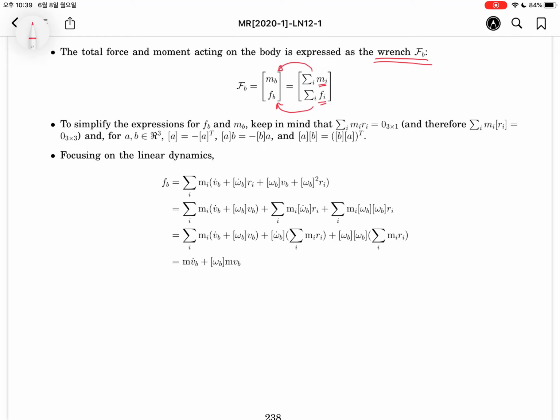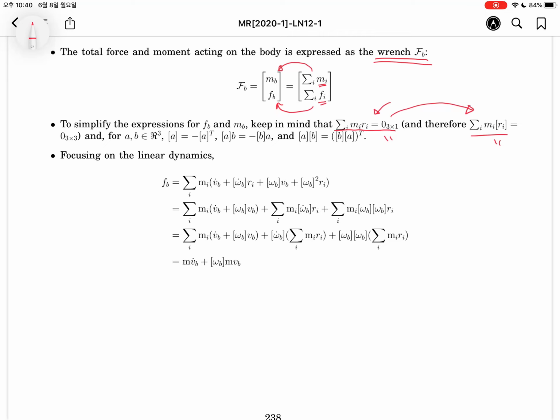Okay, before talking about that, the summation of mi ri must be 0, because we choose the body frame at the center of mass. So it should be satisfied all the time. Okay, it can be extended to the cross product skew symmetry matrix form. So in this case, the 3 by 3 zero matrix appears. So we should keep in mind it is a zero vector, it is the zero matrix.